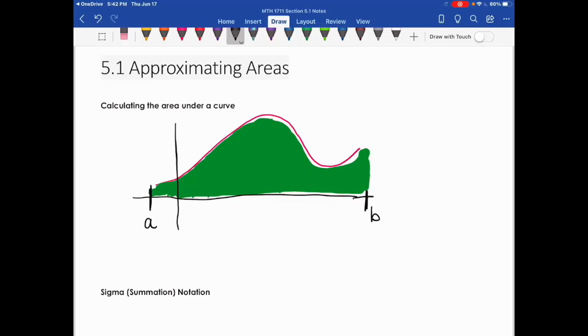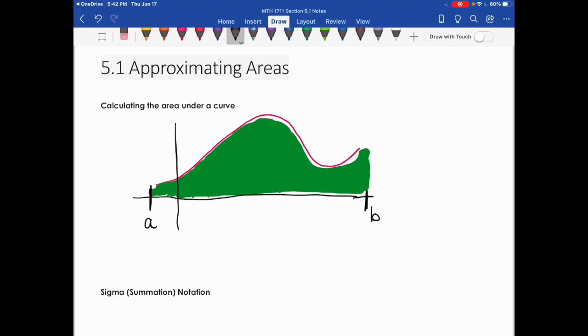In this lesson, we're going to talk about approximating areas under a curve. When you are given a function and f of x is greater than 0, meaning it's over the x-axis, and you have a closed interval from a to b, there are times in applications that we are going to want to investigate the area of that region that's bounded by the graph and the x-axis. So in this picture, that would be the green shaded area.